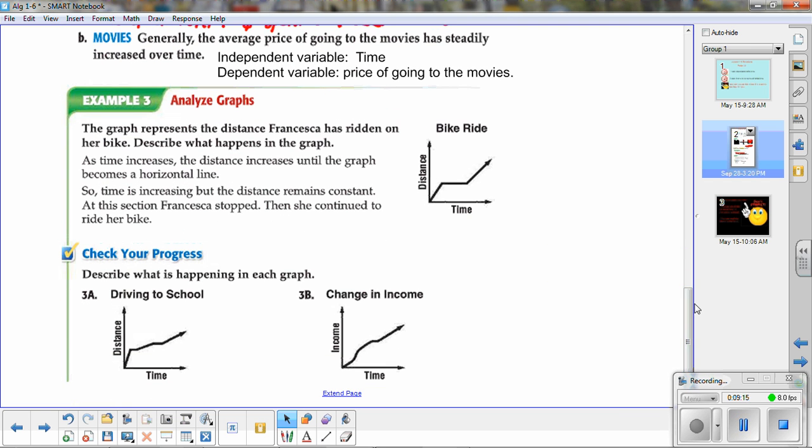Our last type of example is looking at graphs and analyzing what is going on. The graph represents the distance Francesca has ridden on her bike. Describe what happens in the graph. Well, if you look at the graph here, this spot right here would show a time when they stopped. So as time went on, they started out moving and then they stopped for a bit because the distance did not change during this flat part, and then they started again.